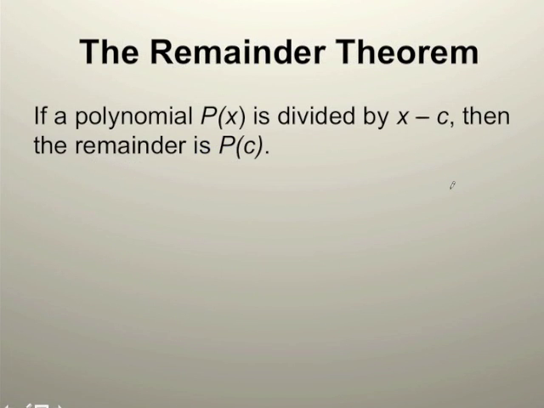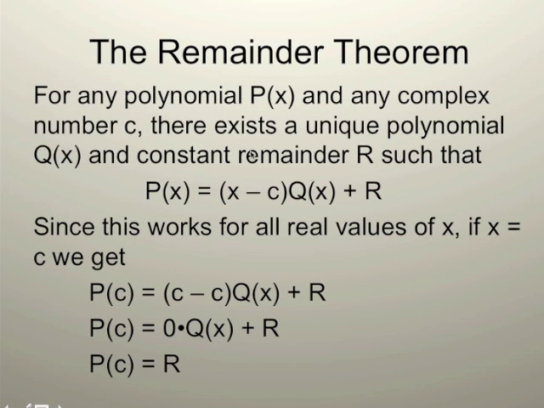We're practicing this division for a reason. If a polynomial p of x is divided by x minus c, then the remainder equals p of c. So if I fill the number in for c, I would get the same thing as if I divided. I'm sure that would be true. So let's look. We kind of have a proof of it here.